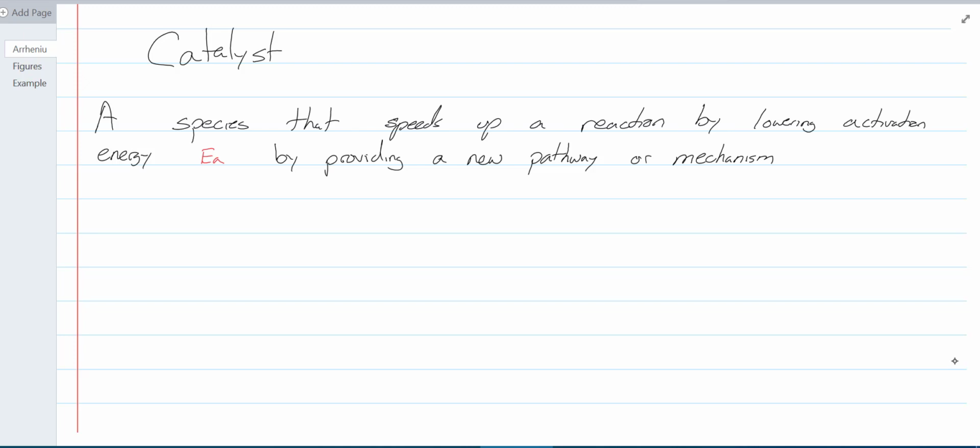We'll talk about catalyst. So you've heard the term catalyst before, I'm sure. We're going to define a catalyst as a species that speeds up a reaction by lowering activation energy, lowering the EA, by providing a new pathway or mechanism. So it's not the same pathway anymore. It's a different way to go.